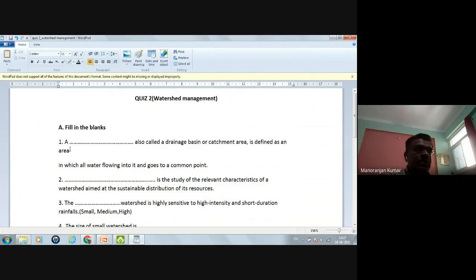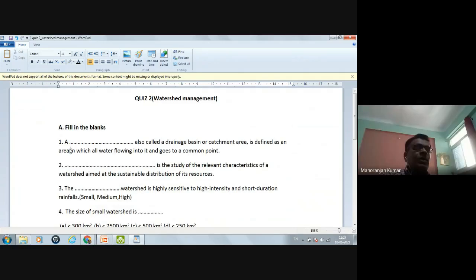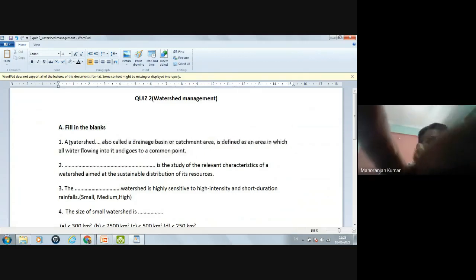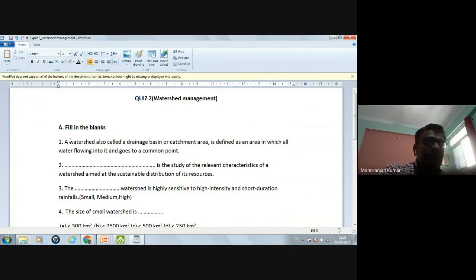Yes, one mistake is there. Okay. The question is which type of watershed is called the drainage basin or catchment area? It is defined as an area in which all water flowing into it goes to a common point. So what will be here? Okay, there will be a watershed. So watershed is the correct answer.